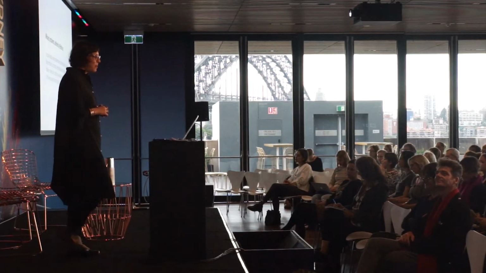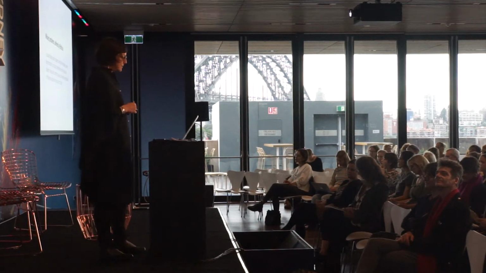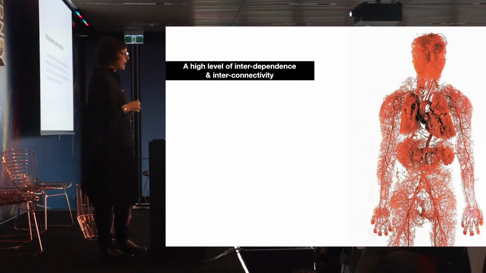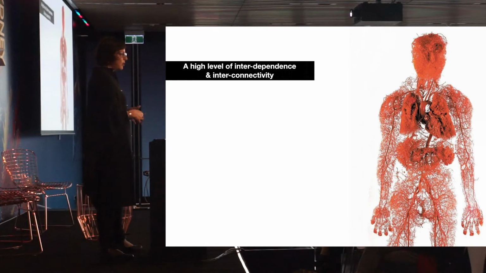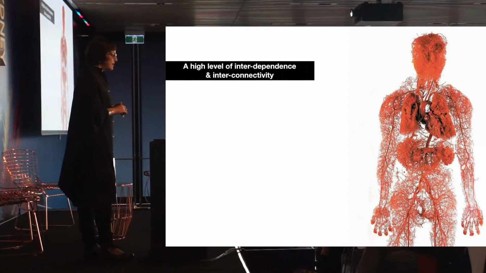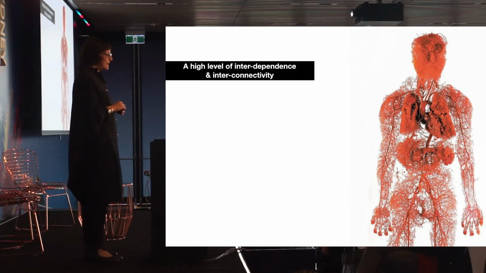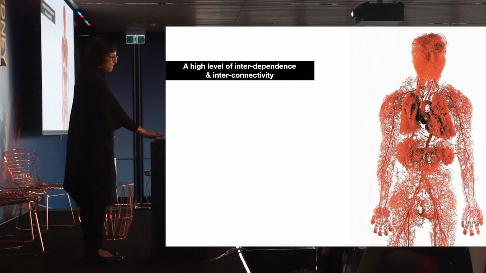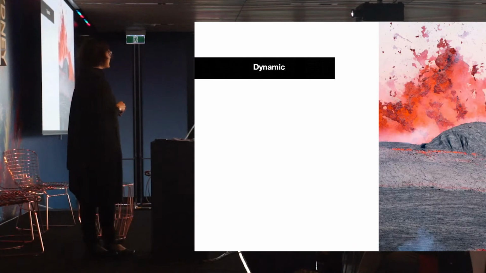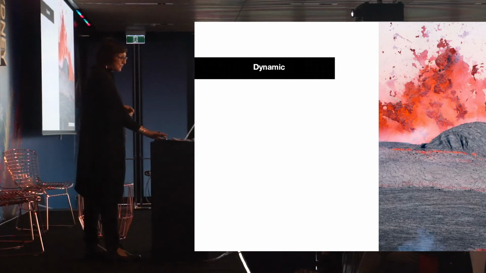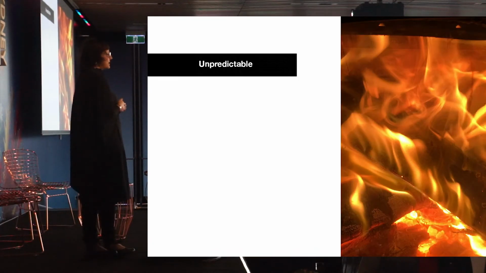So, wicked problems emerge from complex systems. So what do I mean by complex systems? Here are just a few of the characteristics. So in complex systems, there is a high level of interdependence and interconnectivity. Complex systems are dynamic. And they are also unpredictable.